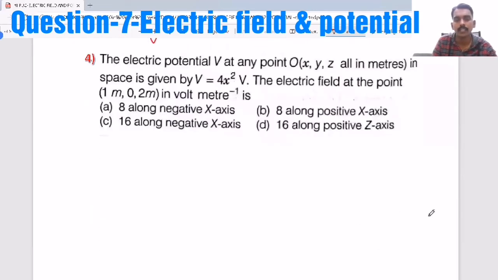Now, as I said, using partial differentiation, you have to find the electric field from the given potential.